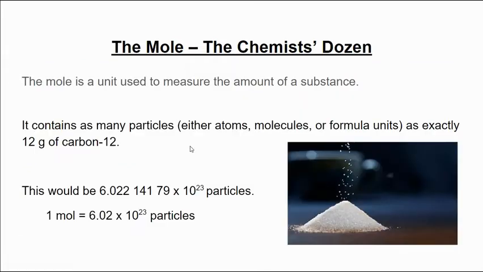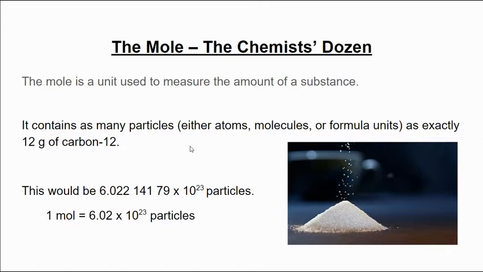Okay, so by definition, a mole is a unit that we use to measure the amount of a substance. And an amount can be a lot of different things. You could think of it as the mass of something or the volume of something. With a mole, this is a number of particles, and particles can be atoms, molecules, or what we call formula units, which I'm going to get to in a moment.